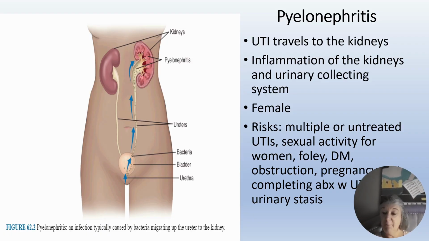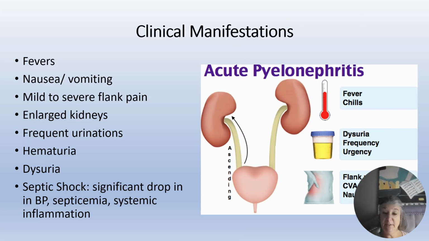Sexual activity for women can be a risk for pyelo because that bacteria can be pushed into the urinary tract. Foleys are a risk for a pyelo. The longer you have a Foley in, the greater your risk for UTI, and therefore the greater your risk for pyelo. Diabetes, obstruction, pregnancy. If you do not complete your full antibiotic course related to a UTI, this puts you at a greater risk for pyelo. And then urinary stasis.